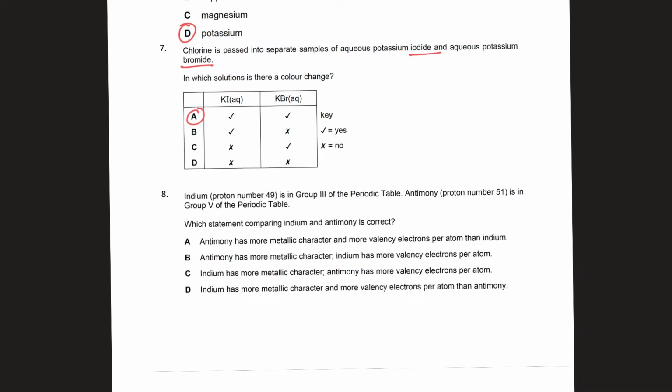We're going to consider C or D. But we also know that antimony has a higher group number, which means it has more valence electrons. So yes, this is going to be the answer.